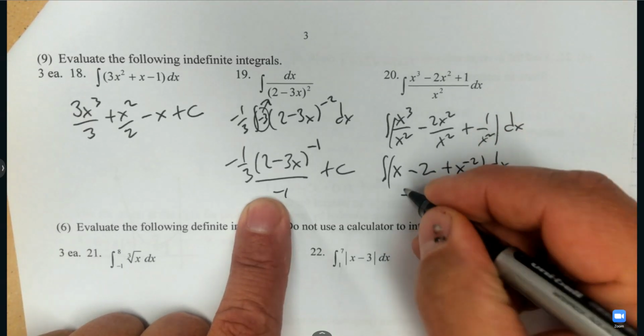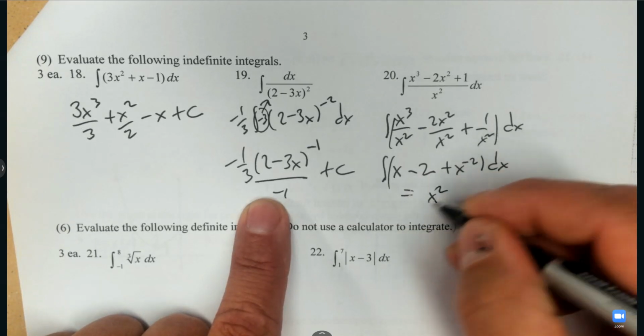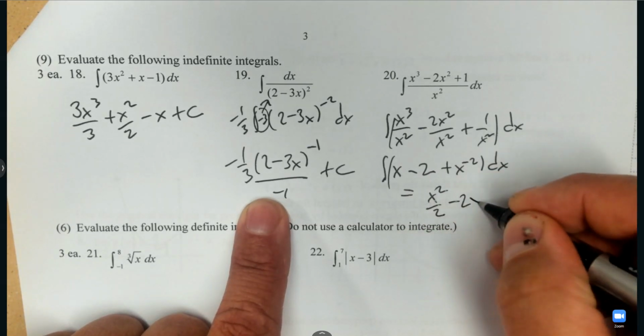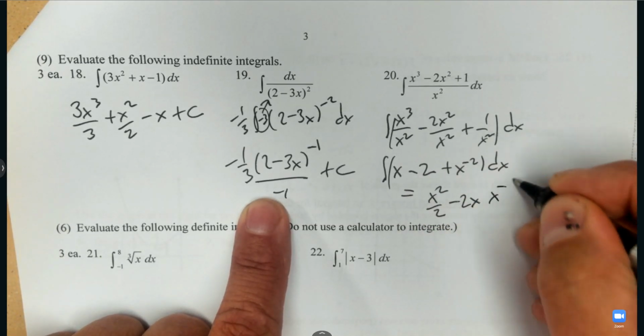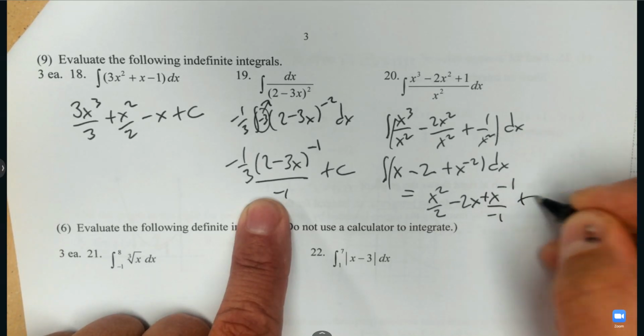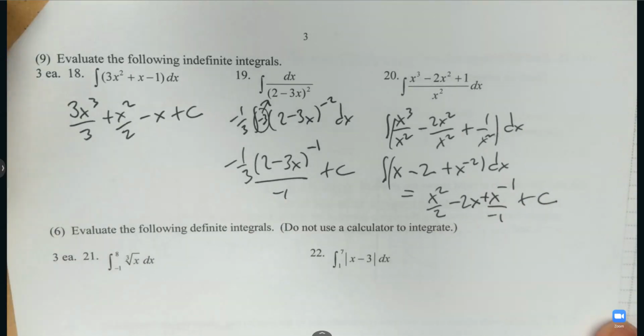We haven't integrated yet, but we will now. So x will be x squared over 2. Negative 2 is negative 2x. Add 1 to the exponent and divide. And then don't forget the constant.